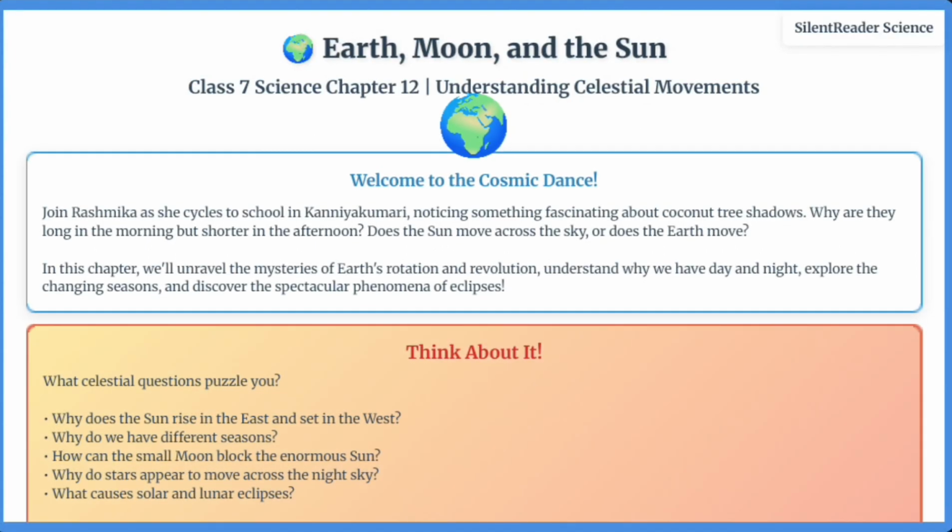Welcome to Chapter 12 of Class 7 Science, Earth, Moon, and the Sun. In this fascinating chapter, we'll join Rashmika on her cycle to school in Kanyakumari as she wonders about the changing shadows of coconut trees. Why are shadows long in the morning but short in the afternoon?